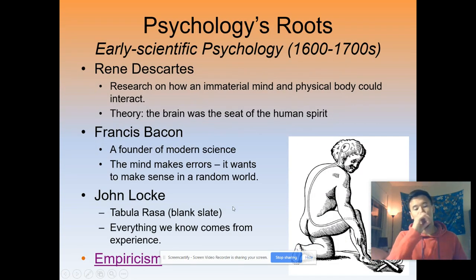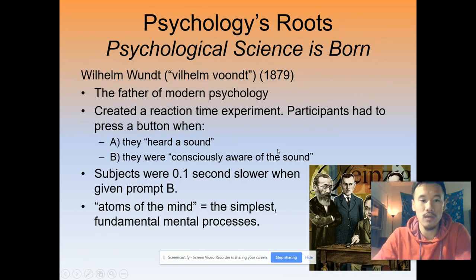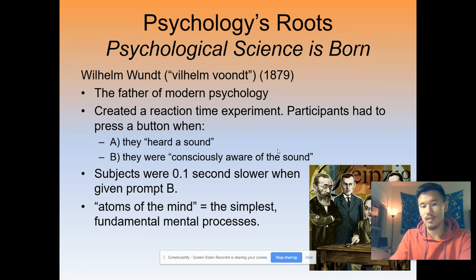All right, so let's get started with the next slide. Now we're moving on into the actual science of psychology. And that all started with Wilhelm Wundt in 1879. Notice that you pronounce German W's as V's. So Wilhelm Wundt was considered the father of modern psychology.